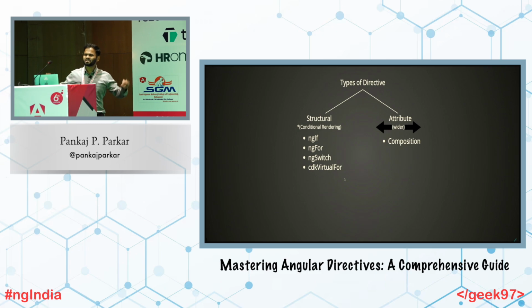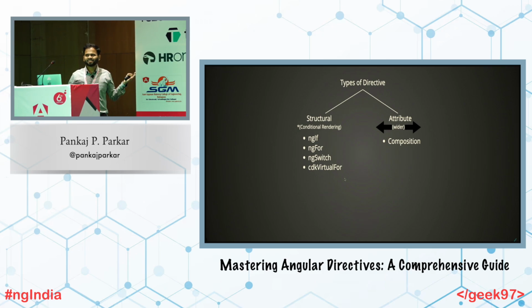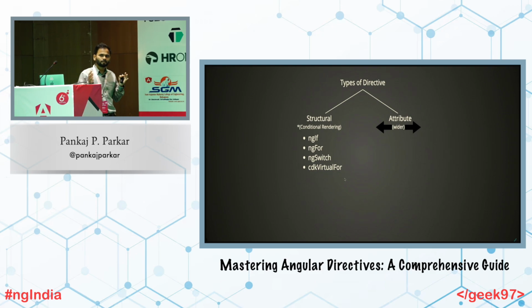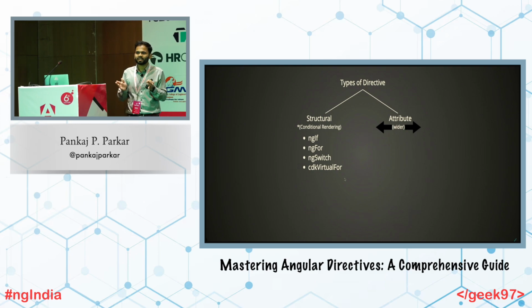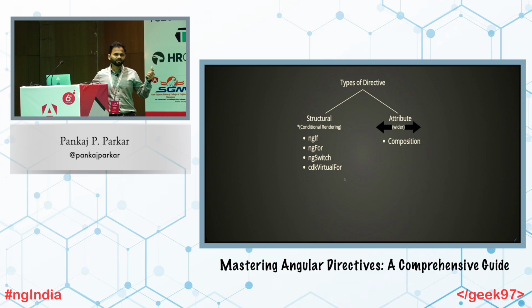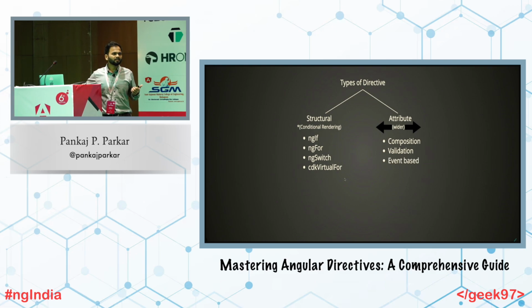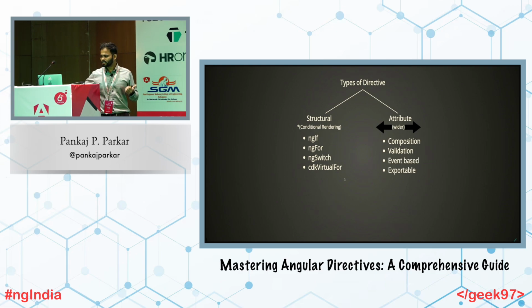The rest is a bit wider, right? The attribute directive is so big that we cannot say what exactly it has, right? So what I did is I tried to create a few directive types that can help us understand the directive concept in a better way. So I say there could be one type called composition, one type of directive called validation directive, event-based directive, exportable directive, and extension directive, and there is one more helper.